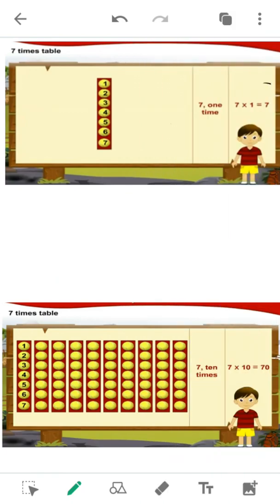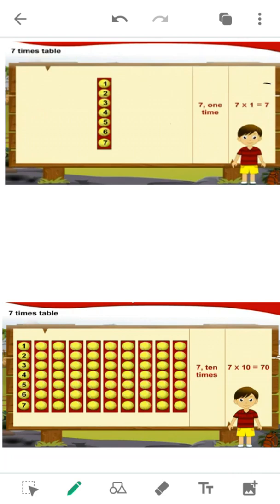You have to draw one row. In one row you have to put 7 beats: 1 2 3 4 5 6 7. 7 ones, 7 multiplied by 1 is equal to 7. Same as it is up to 10.